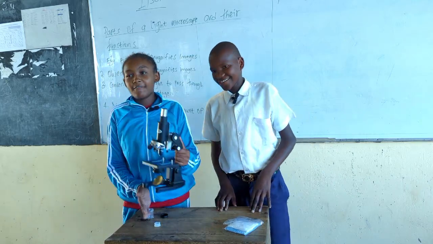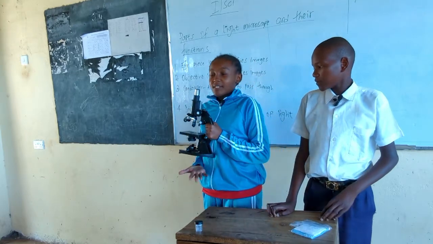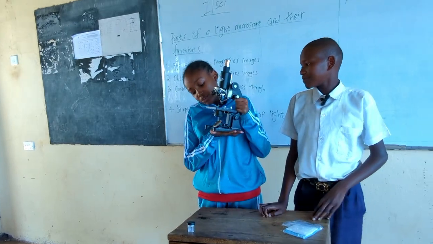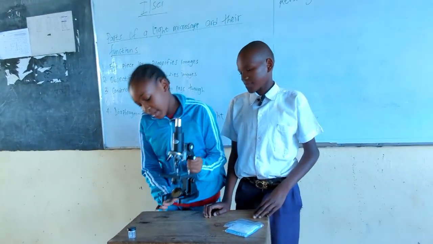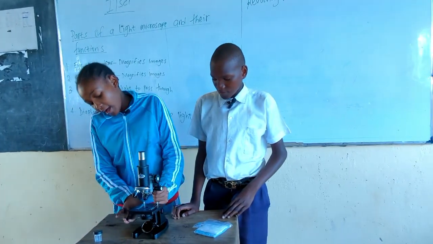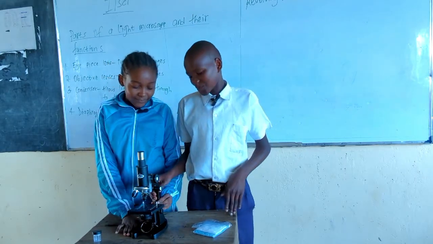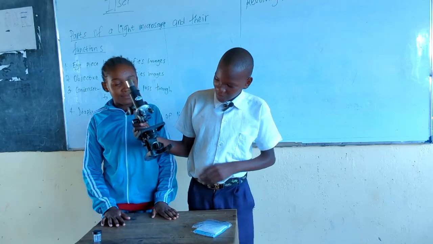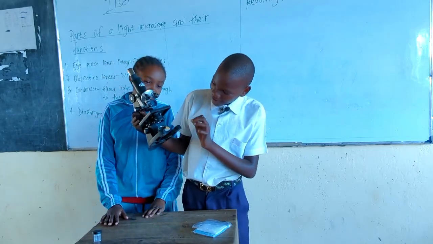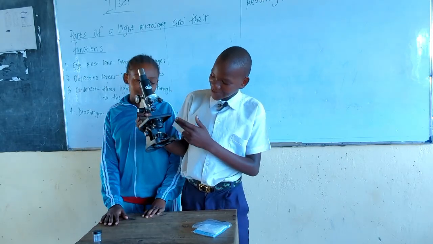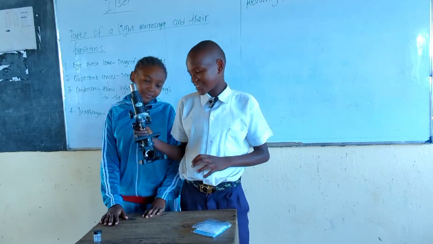We also have the arm. You must be careful while holding the arm. Make sure that you also hold the base. The base supports the upper part of the microscope. And we also have the condenser. The condenser allows light to pass through to the stage.